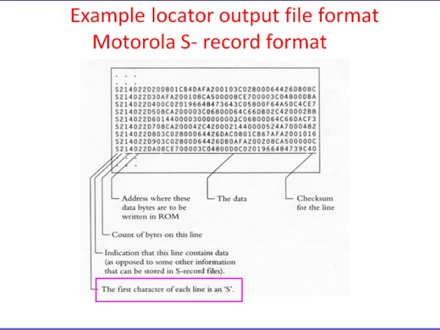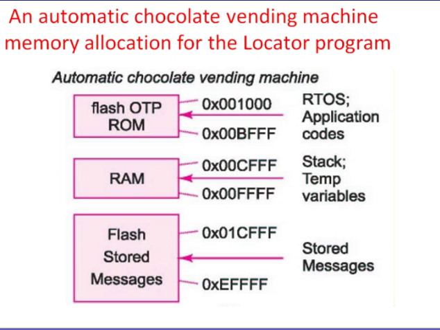Record structure format: S, record type, byte count, address, data, checksum. Record type 2 indicates data. Byte count indicates the number of bytes that follow in the rest of the record: address plus data plus checksum. Address is where these data bytes need to be written.